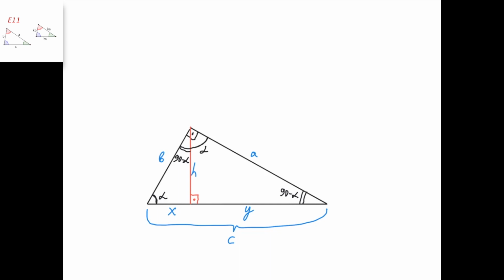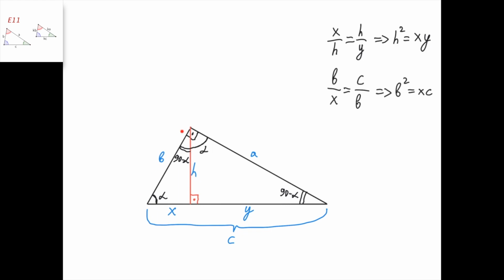For example, using that this triangle is similar to this triangle, then x divided by h equals h divided by y, because these are the corresponding sides in the similar triangles. And from this we get that h squared equals x times y, as written here. Next, if we consider this triangle similar to the large triangle, we get that b divided by x equals c divided by b, because these are the corresponding sides in the two triangles. And so we get that b squared equals x times c, as written here.